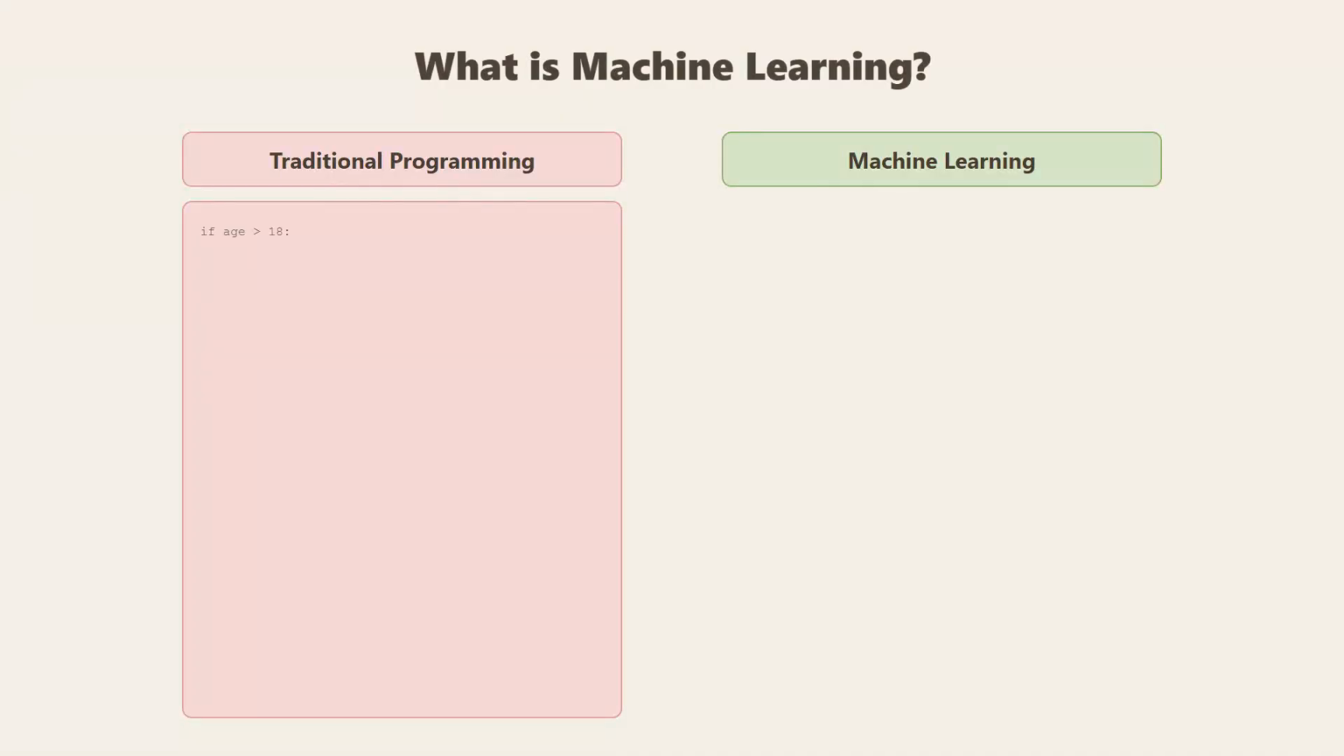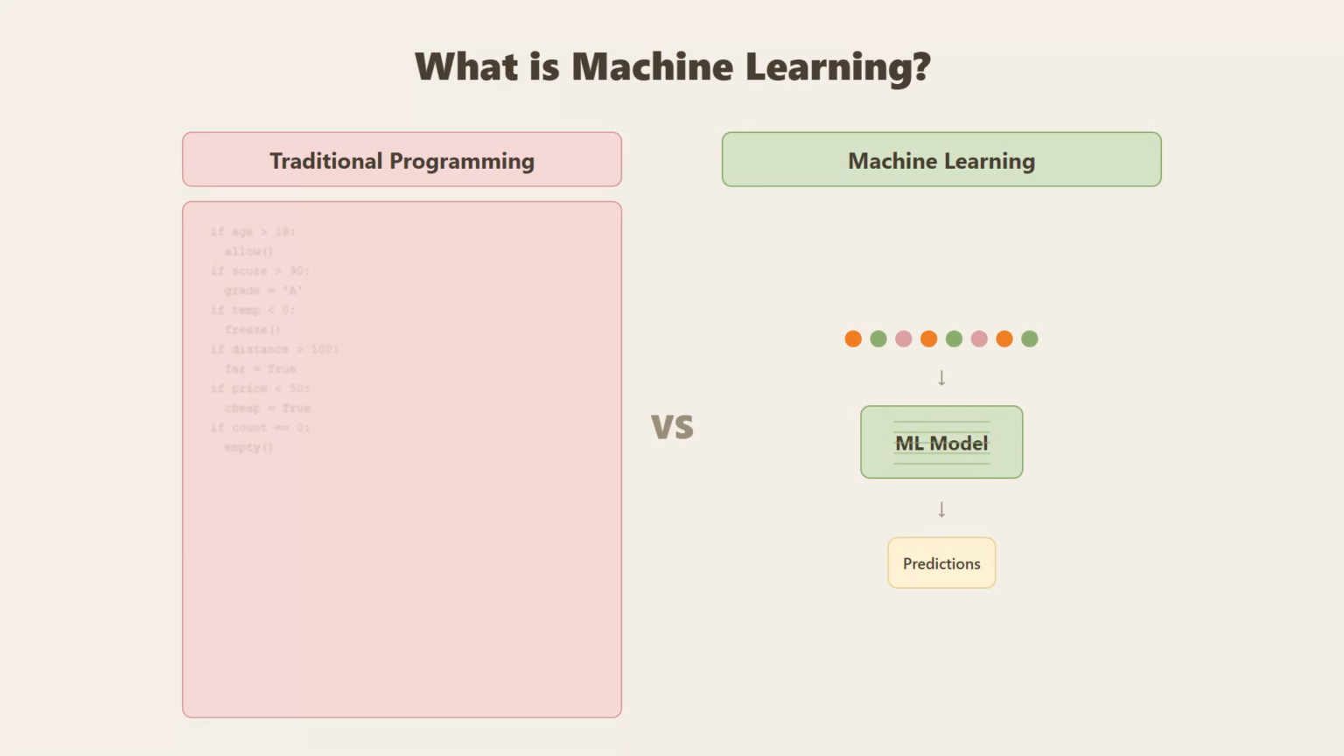Machine learning represents a fundamental shift in how we build intelligent systems. In traditional programming, developers write explicit rules for every possible scenario. If this happens, do that. If that condition is met, execute this code. But as problems become more complex, these rule-based systems become impossible to maintain.